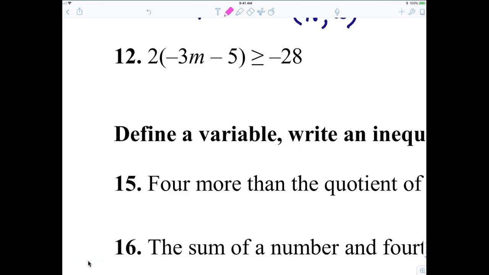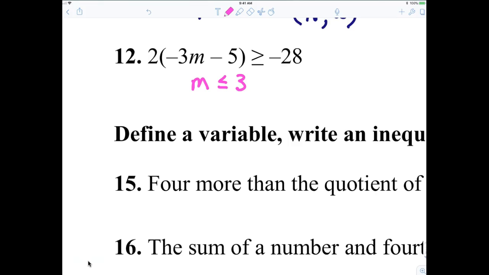So listen. I know that m is less than or equal to 3. Now, what I'd like for you to do is take a second and do that on your own. In your head, look at the problem and say, I would divide by 2. Say to yourself what the answer is. Then I add 5. Say what the answer is. Then I would divide by negative 3 and say what the answer is. And see if you agree.